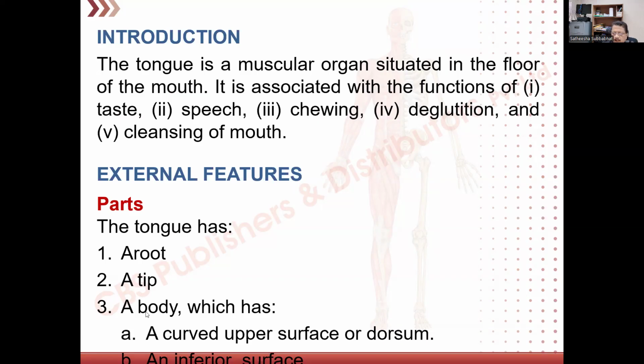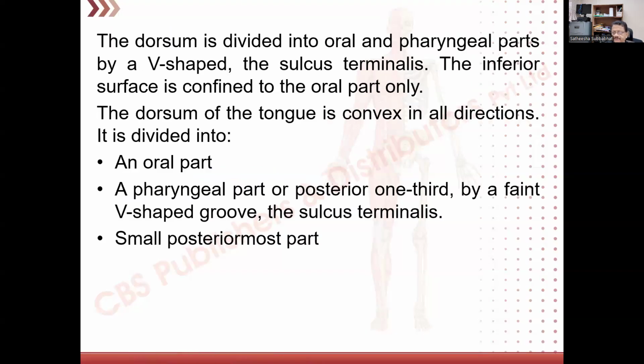It's a highly movable organ. It has three parts: a root, a tip, and a body. The body has an upper surface, which is known as the dorsum of the tongue, and an inferior surface, that is the ventral surface. The dorsum is divided into oral and pharyngeal parts by the V-shaped sulcus terminalis. The inferior surface is confined to the oral part only.